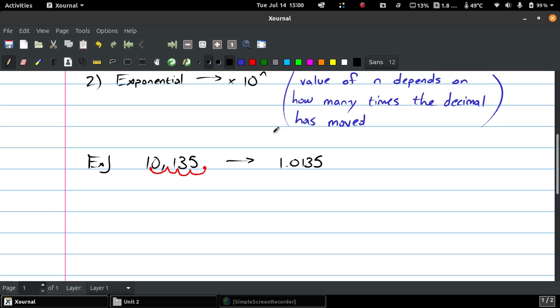1.0135. I'm going to write down what it is. It's between 1 and 10. And it's less than 10. So that checks out good. And we have to write our exponential part because this does not equal this. It's missing something. So because we move to the left 1, 2, 3, 4 times, we're going to write times 10 to the 4. And that's going to be equal to the same thing.